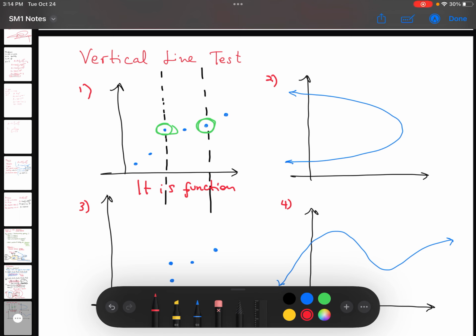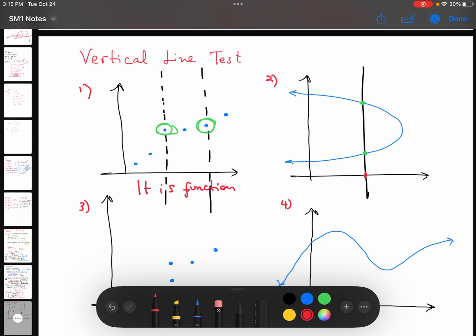Now let's take a look at number 2. I'm going to do the same, and I'm going to draw a vertical line. This time it's going to be continuous. And I want you to notice how our vertical line is intersecting the graph in two different points for the same input, and this is important.